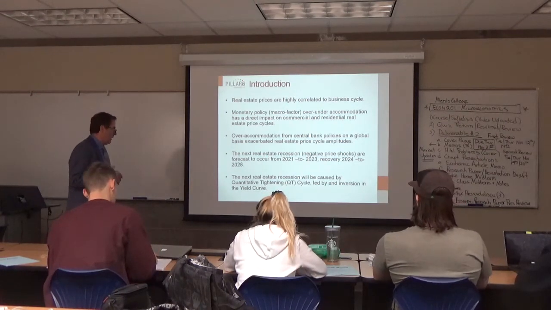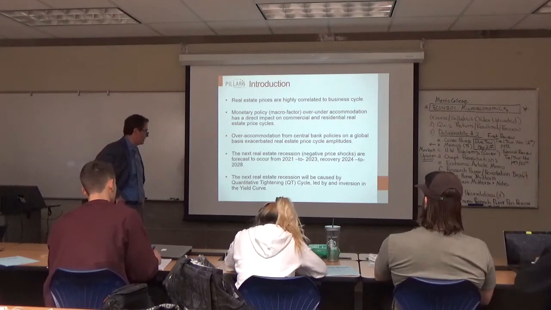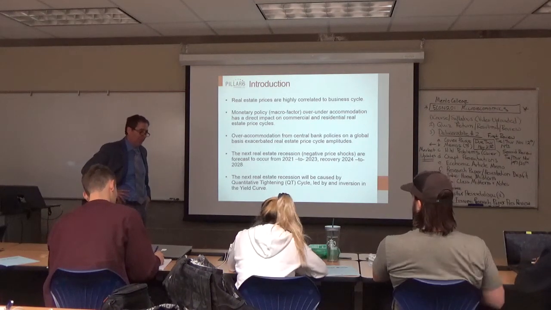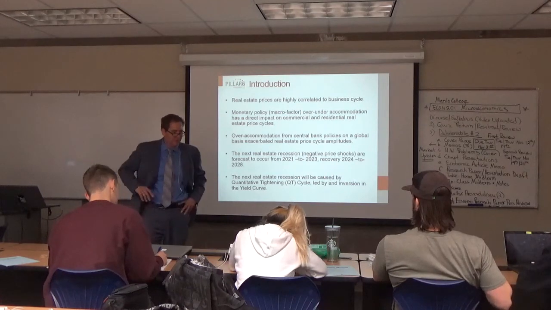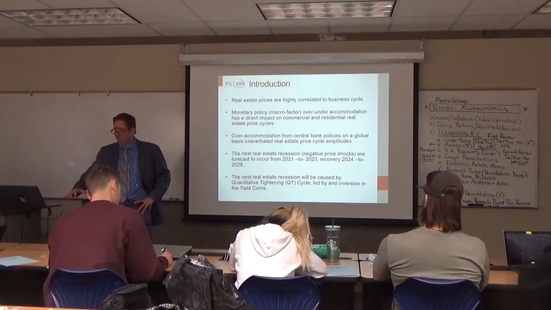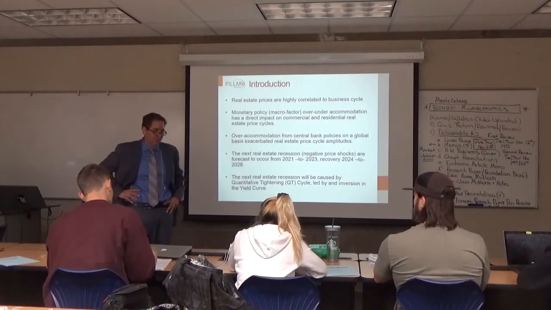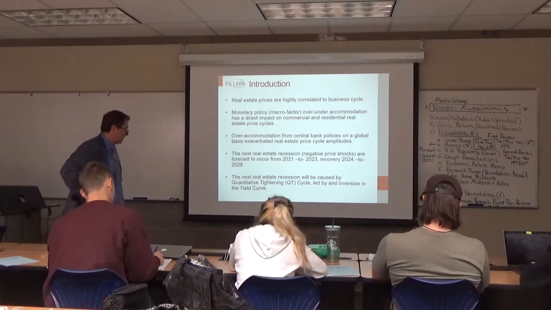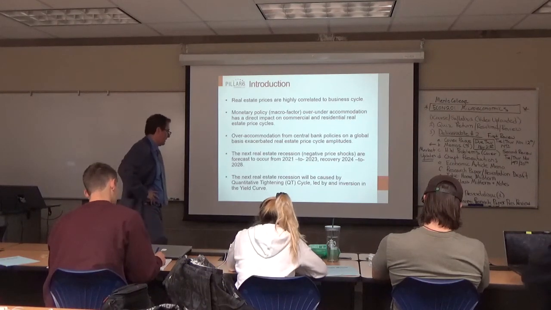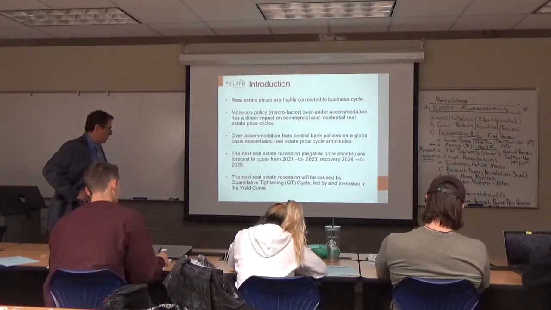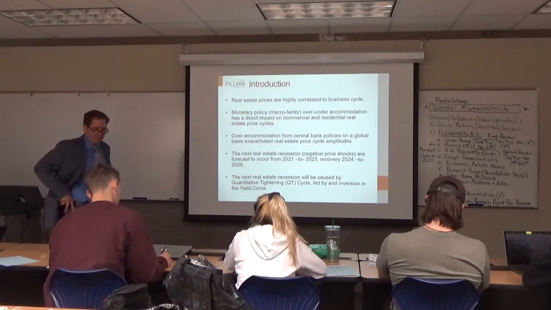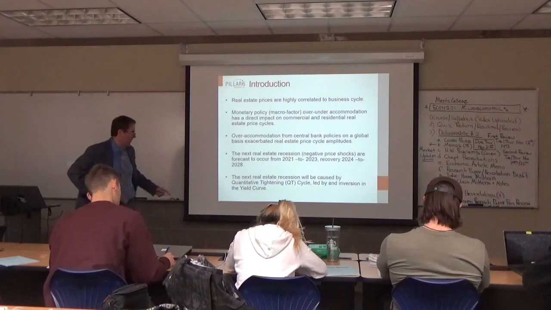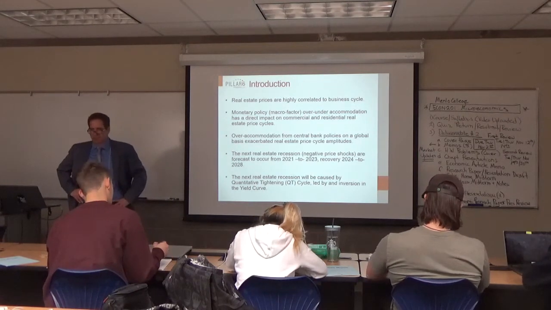What we found is that over accommodation from central bank policies on a global basis exacerbated the real estate price cycle. So what we found out, particularly over the last 20 years, is that as interest rates have moved down significantly, they caused real estate prices, both residential and commercial, to become, in some view, overvalued. The next real estate recession, and I'll show you some of these theories: the negative price shocks on the real estate market are forecast to occur between 2021 and 2023, with a recovery between 2024 and 28.